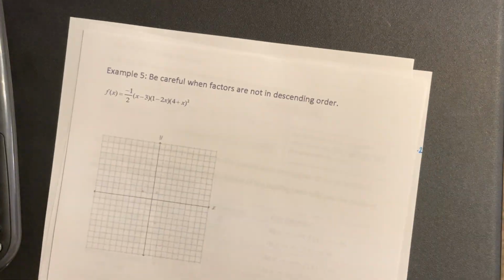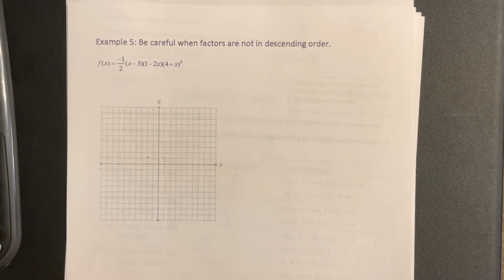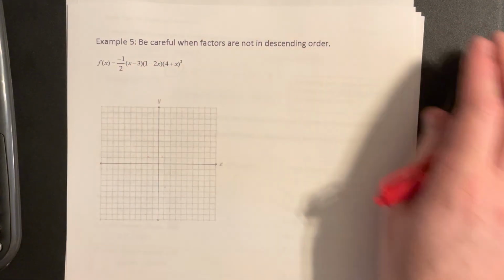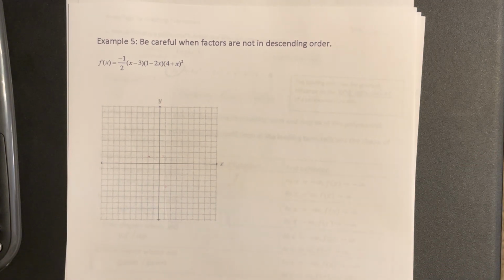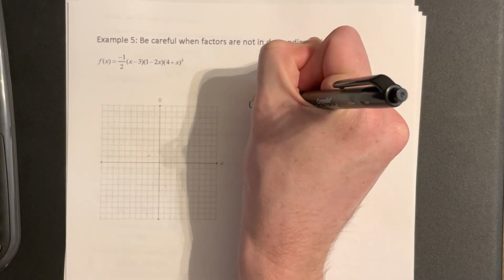Our last one. Okay. It says to be careful when your factors are not in descending order. You can move them around so that they are in descending order, or you can just be very careful with it. Either one is fine. All right. So I need to find out the zeros.